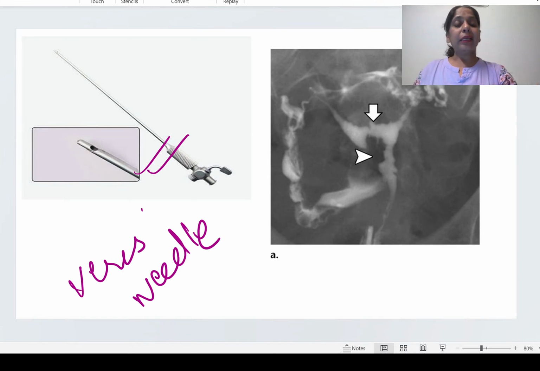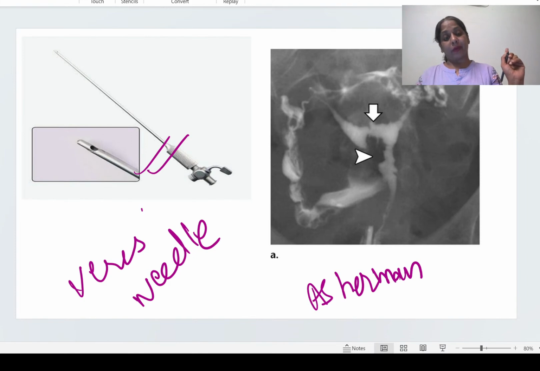And this is the image of HSG, image of Asherman syndrome. This is your last year paper. In Asherman syndrome, the anterior and posterior surface of the uterus are adhered.